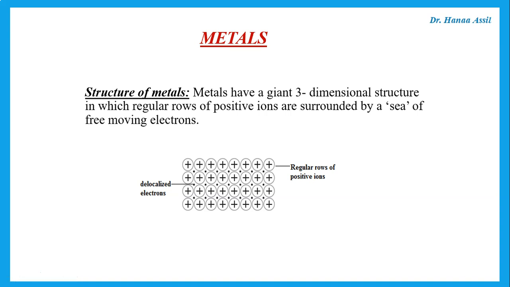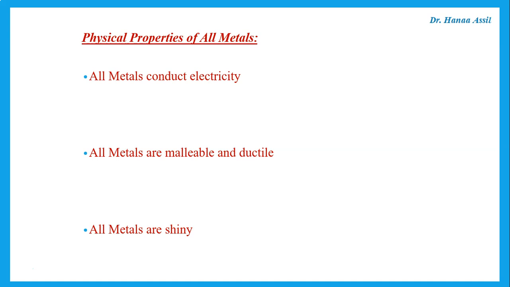Metals, you should know how to describe the structure of a metal, and you should know how to draw the structure of a metal. So metals are giant three-dimensional structure with regular rows of positive ions surrounded by a sea of free moving electrons. Now, physical properties of all metals, you should know all metals do what?